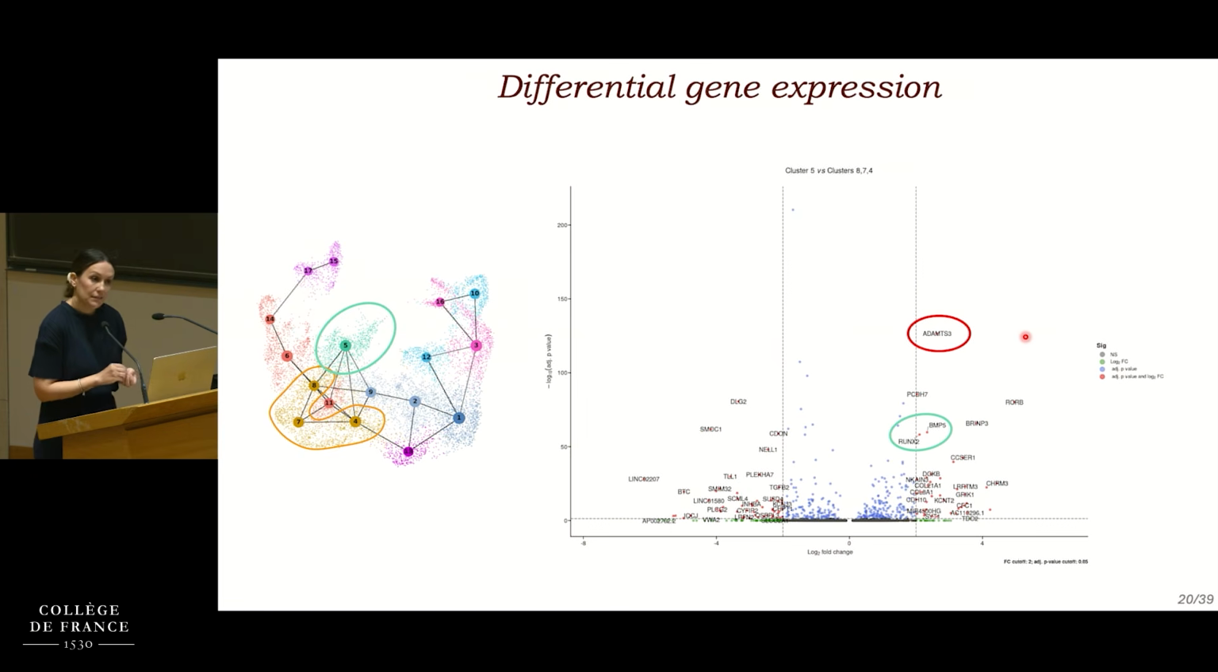And ADAMTS3 is a protease that processes procollagen into collagen. So we know that it could be involved in some kind of bone remodeling, but up to now, we didn't know where this population is.